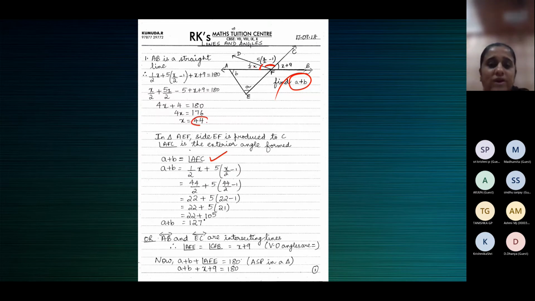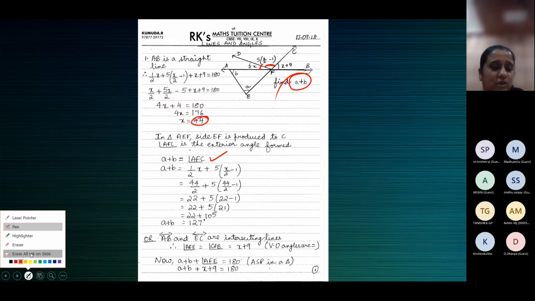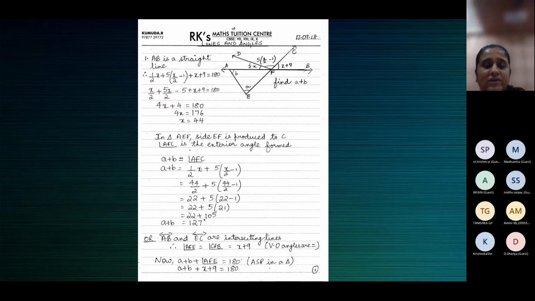Now we found the value of X, 44. Substitute the value of X here. So half X meaning half into 44 or 44 by 2, plus 5 into 44 by 2 minus 1. So simplify that and A plus B is equal to 127.